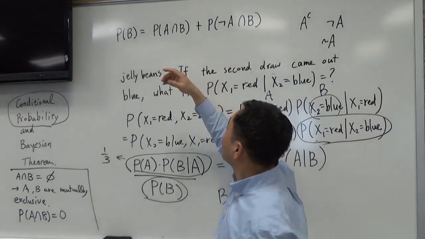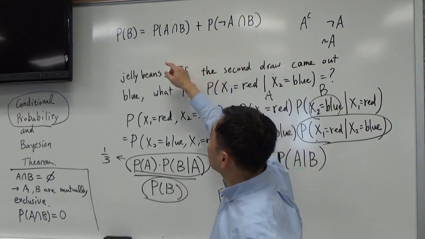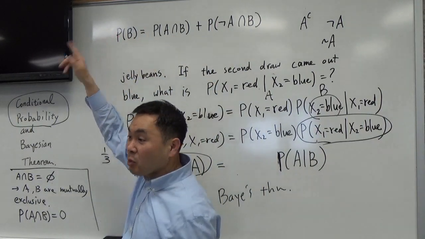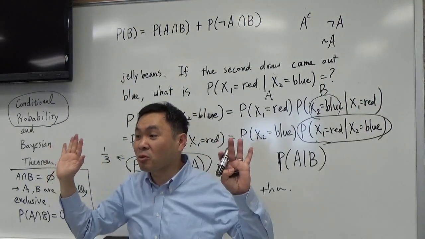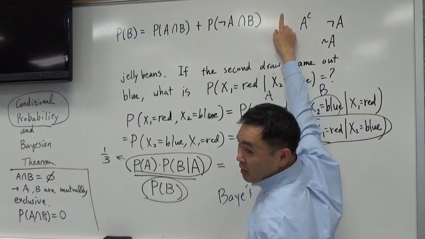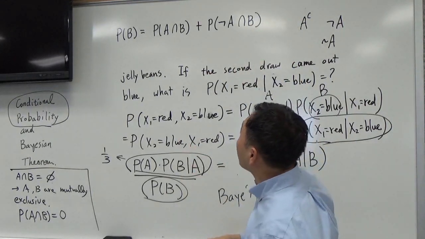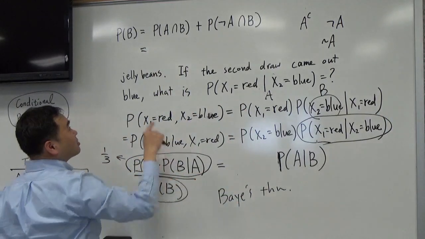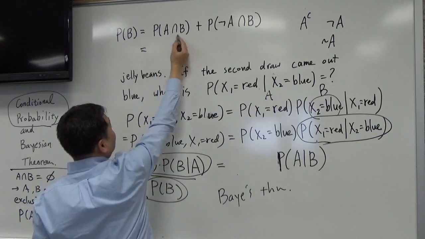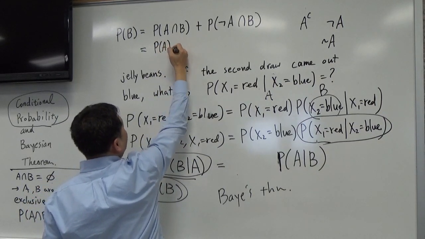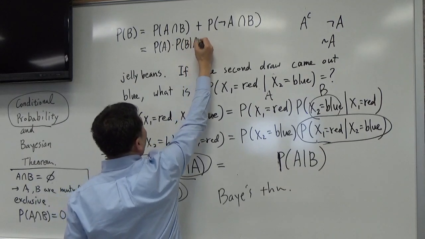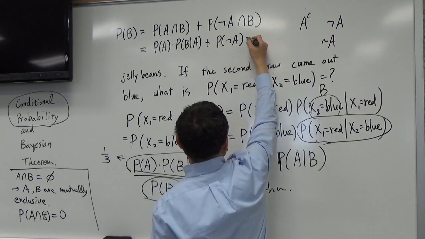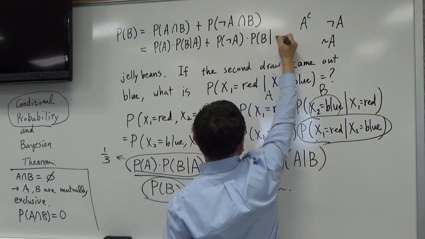So I'm using the addition rule because to get the second one as blue, it's either this scenario or that scenario, okay? And these two are mutually exclusive. You can't have both, right? So you don't have to subtract P of the intersection of everything. Okay? But now, look, I can apply the usual rule, the conditional probability. This is computed as P of A times P of B under A plus P of not A times P of B under the not A.